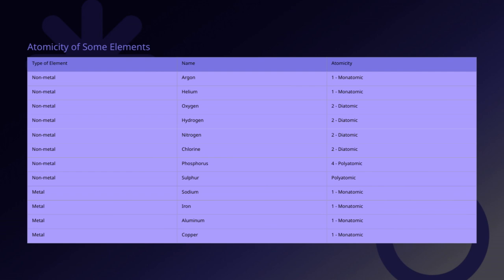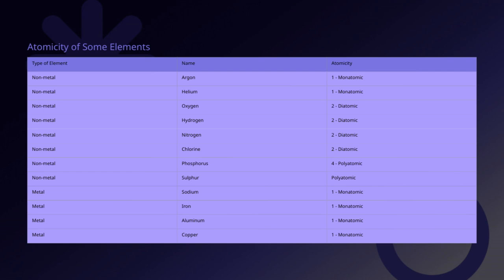Recognizing these diatomic molecules is important because their behavior in chemical reactions depends on the fact that they're paired up. We also see elements that are polyatomic, like phosphorus and sulfur. Phosphorus typically exists as P4 and sulfur as S8, which means they form molecules made of 4 or 8 atoms, respectively. These polyatomic molecules tend to have different properties compared to monatomic or diatomic forms.